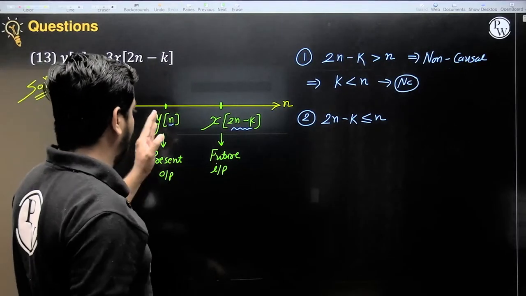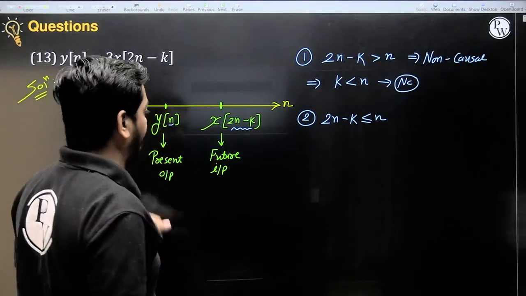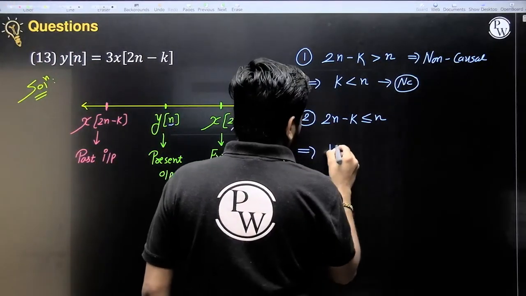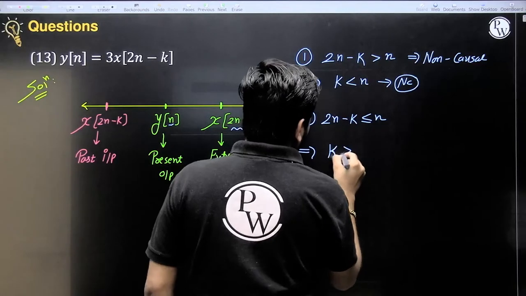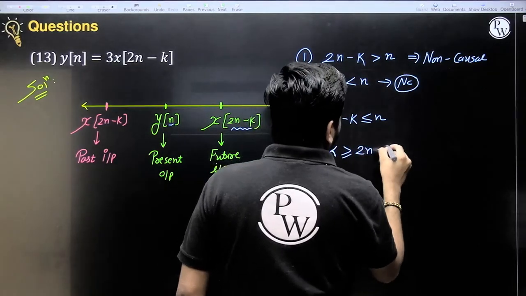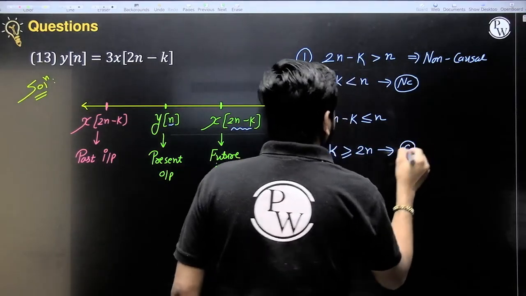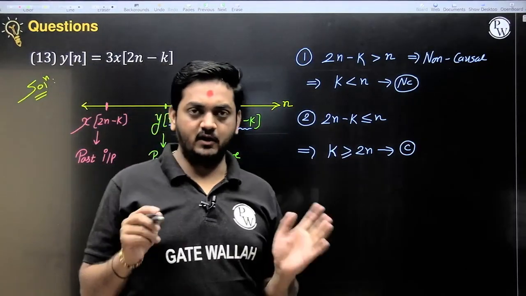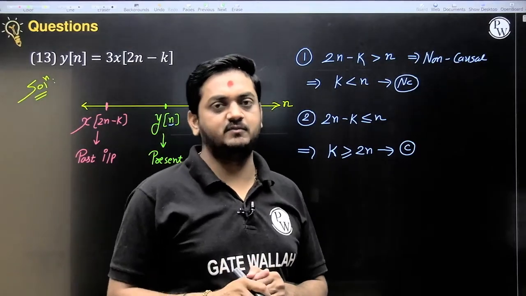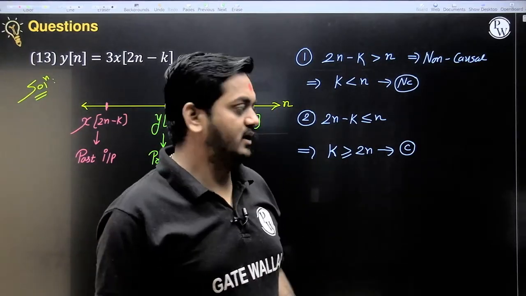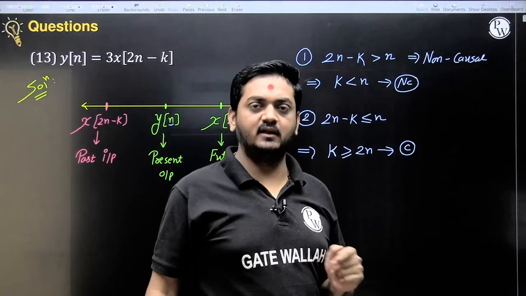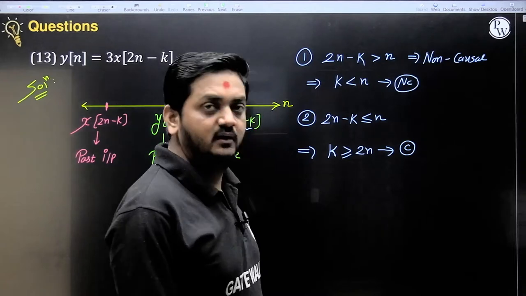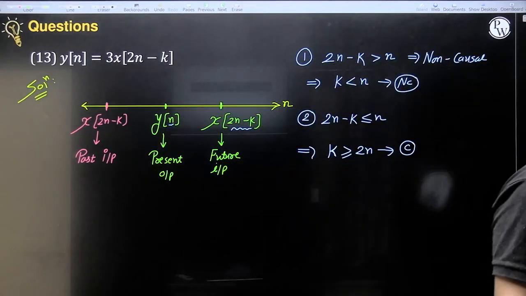So 2n minus k less than or equal to n implies k greater than or equal to n, then the given system is said to be causal. So it is both conditionally causal and non-causal. If k is greater than or equal to n, then the given system is always causal. But if k is less than n, then the given system is non-causal. Okay, I hope all the students are getting it clear. Fine.